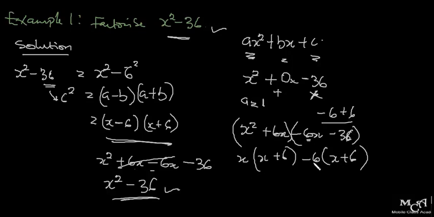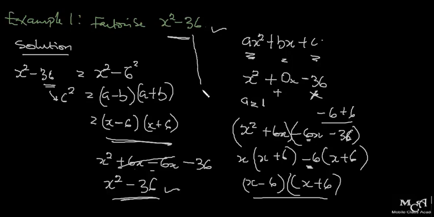Now, if we group what is outside the brackets, we have x minus 6, right? Then we have x plus 6, right? So factorization of this will give us what we have here. Are you with me? And when you compare what we have here with what is here, is it the same or not?